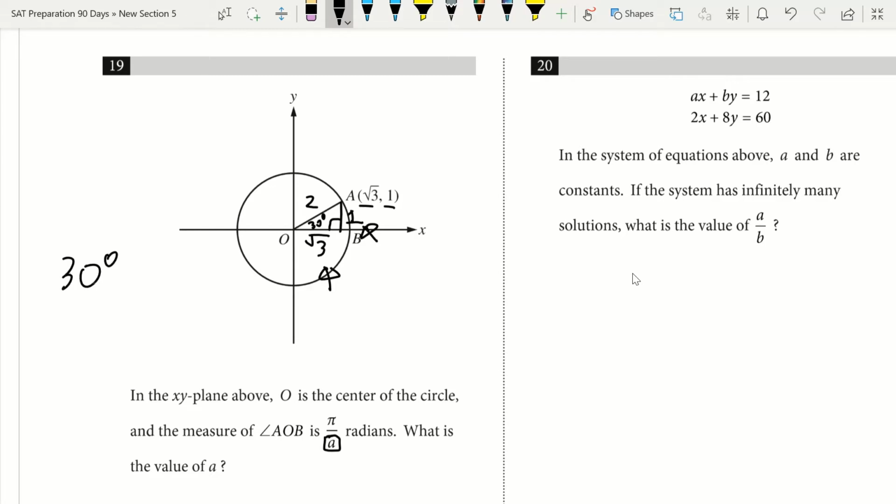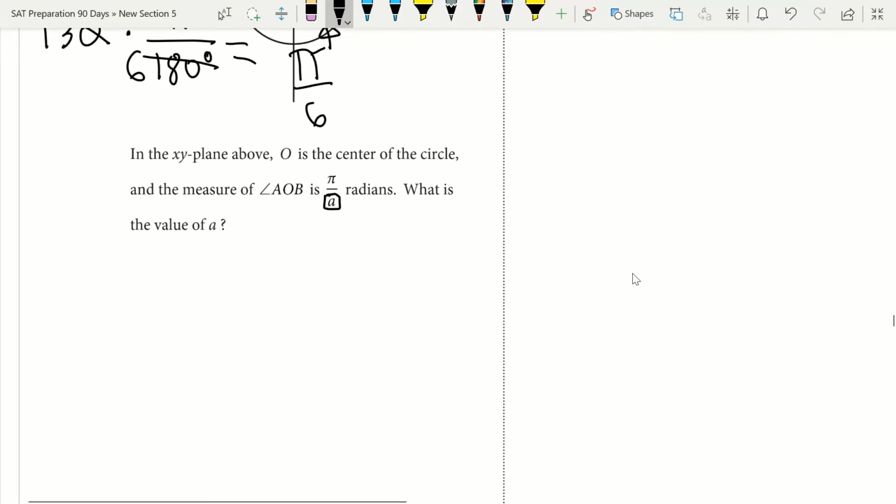All right, so we know that that's going to be 30 degrees, so now we got to convert our degrees to radians. Well, we know 30 degrees, we got to multiply by 180 degrees in our denominator to get rid of those degrees because they'll cancel. And we know that there's pi radians per 180 degrees. So we go ahead and do this, and we can cancel this out, call it a 1, cancel this out, and we can call that a 6, because 6 times 30 degrees gives us 180 degrees. And we see that we're left then with pi over 6, therefore a has to be 6, right? A must be 6. So 6 will be our answer for 19.